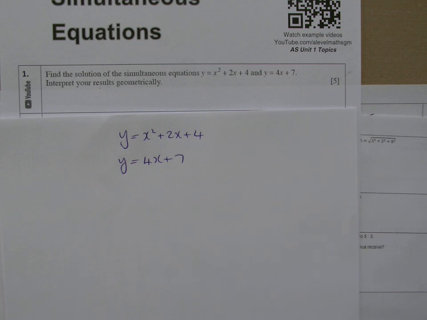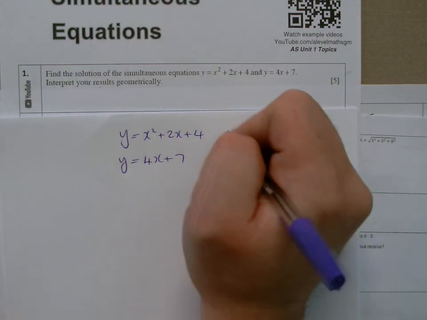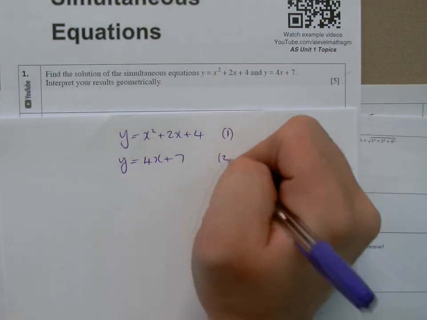Okay, so solving simultaneous equations, we've got a quadratic equation here and a linear equation here. So this will be a curve, a parabola, and this will be a straight line. To solve them, we're looking for x and y values that are consistent with both equations, that will work in both equations. So if I find a value of x and y that works in this equation, it will also work in that equation there. So what I'll do is I'll label them 1 and 2, okay?